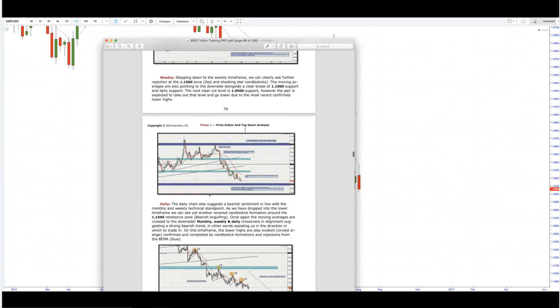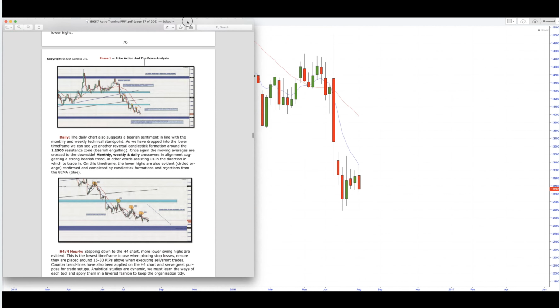So then we can step down to the daily time frame. Over here, this is the Euro USD example in the book. So we've gone from weekly, then we zoom into the daily. The daily chart also suggests a bearish sentiment in line with the monthly and weekly technical standpoint.